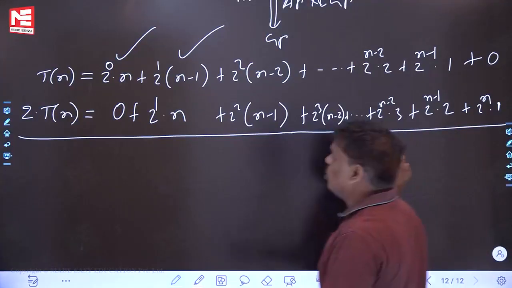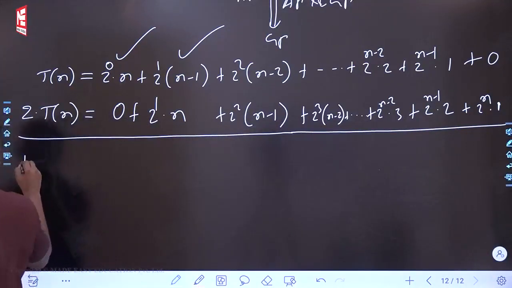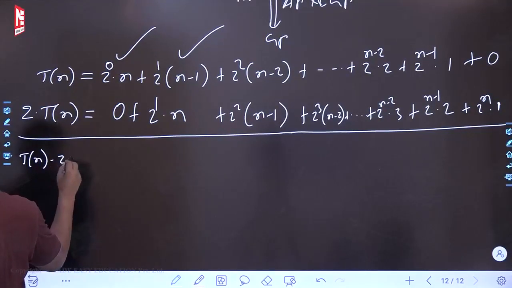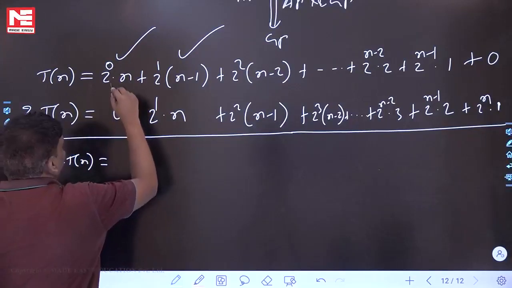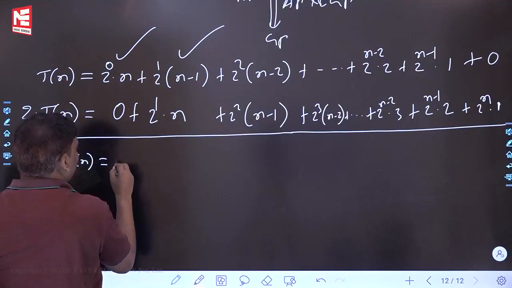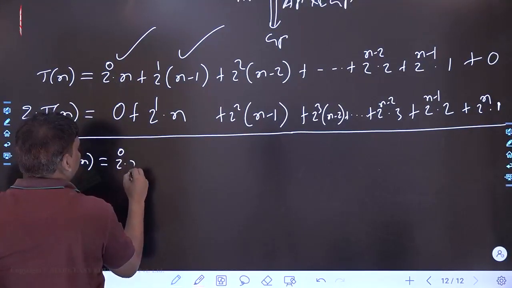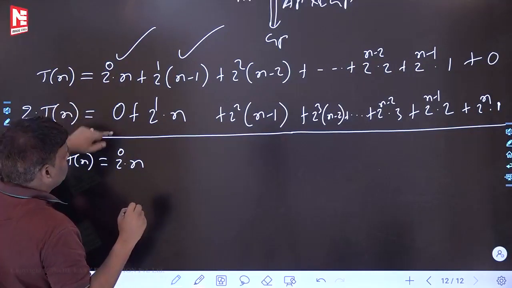After multiplication is over, subtract. Tn minus 2Tn. Subtract this. Tn minus 2Tn is equal to, subtract 2 power n. 2 power 0 into n minus 0. What is the answer? 2 power 0 into n. This is the same. This one minus this one is going to be same.